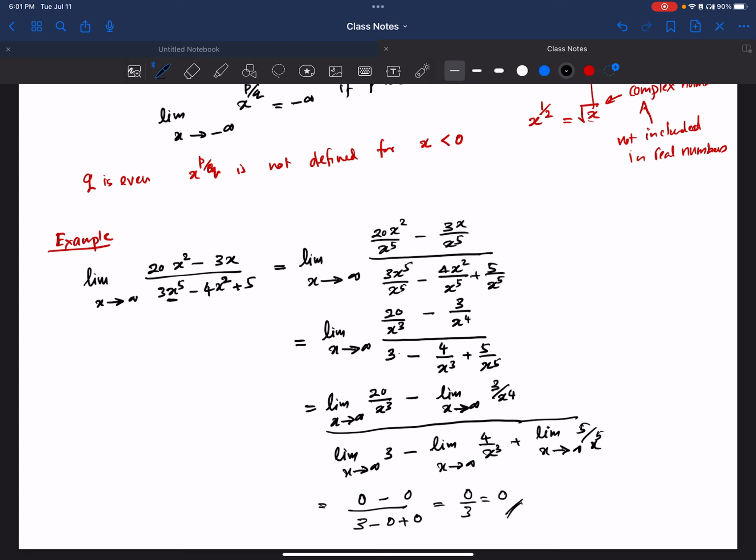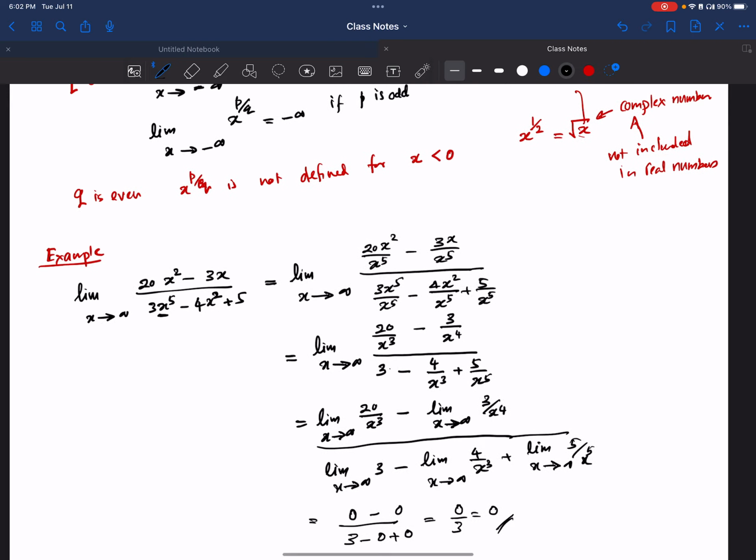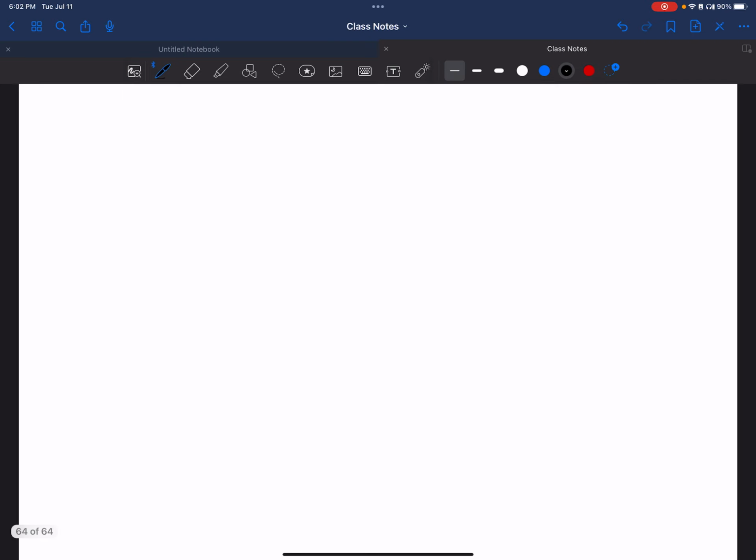So this is the same thing that we need to do. Let's do some more examples. I'm going to pick number 8 from the book. Question number 8.